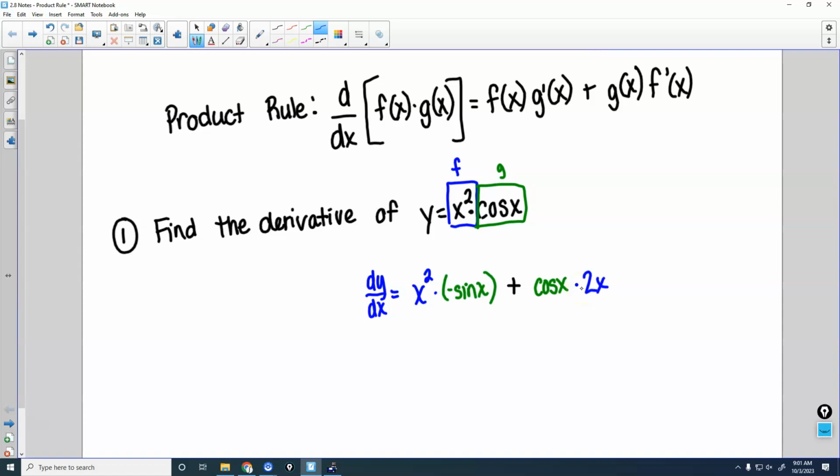Sometimes these are going to have a lot of simplification that can be done, and the ones with sines and cosines, usually not. So you would probably see this cleaned up a little bit, where we have negative x squared times sine x plus 2x cosine x. But there's not really anything else you can do with that. You can't combine anything, so you would just leave it there.